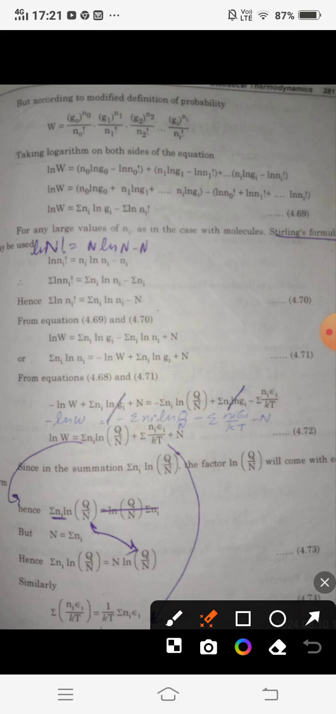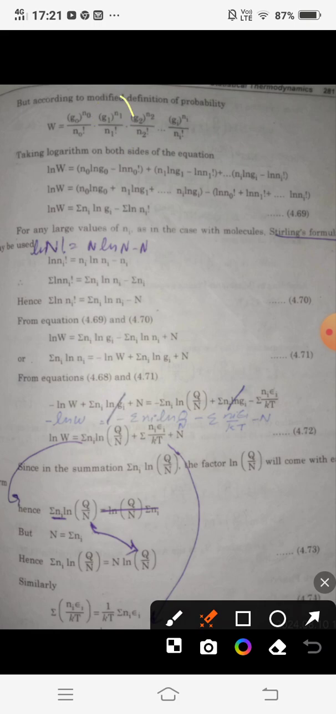This power will become the first part of the equation, n naught natural log g naught, and this factor is coming in the negative form. The same goes for the next part, which is equal to, here the dot represents the multiply sign, so that turns positive for taking the natural log.